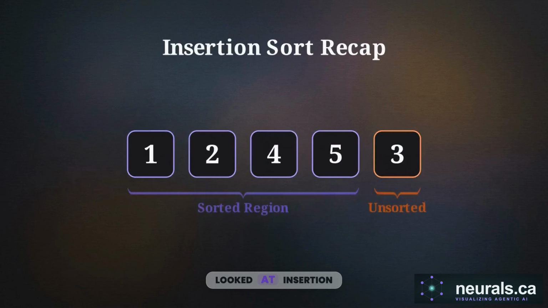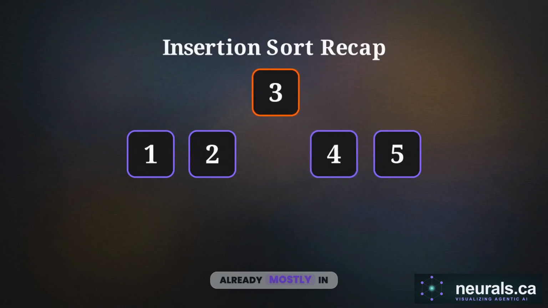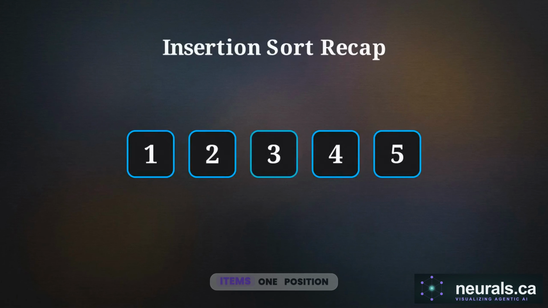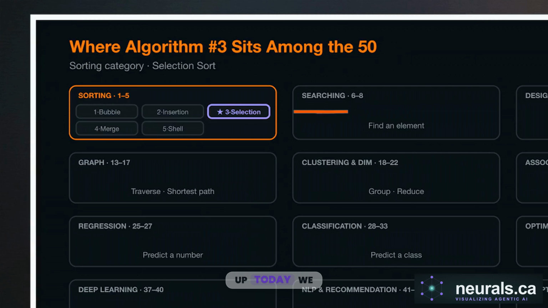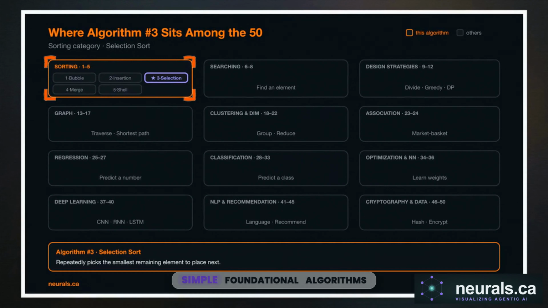Last time, we looked at insertion sort, an algorithm that thrives when your data is already mostly in order, neatly shuffling items one position at a time until everything lines up. Today, we are looking at algorithm number 3, selection sort. It belongs to that same family of simple foundational algorithms, but its operational instinct is the exact opposite.